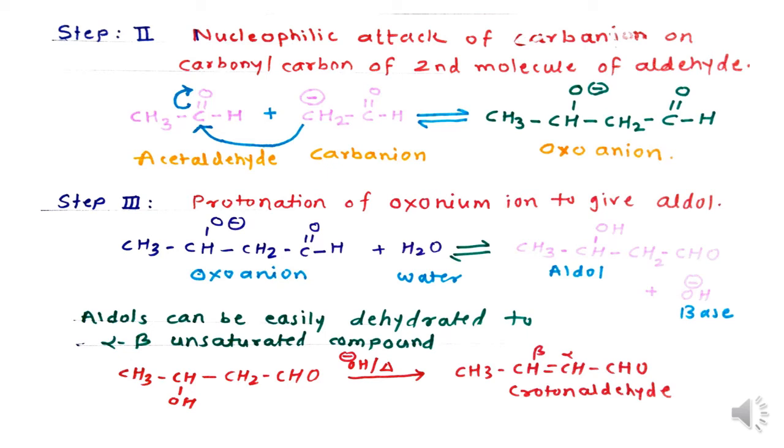Again we can see that aldols can be easily dehydrated to form alpha beta unsaturated compound. So in presence of base or acid, or if they are heated, then alpha beta unsaturated compound can be formed. So here this compound gives the alpha beta unsaturated compound, that is the crotonaldehyde.